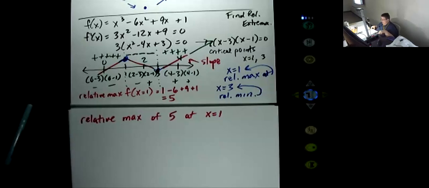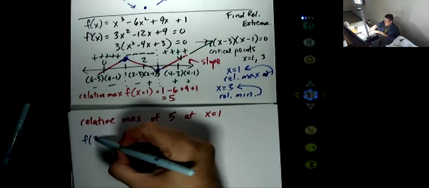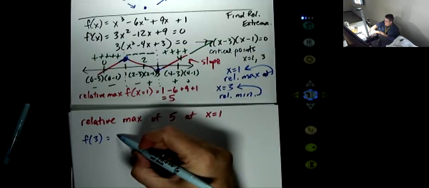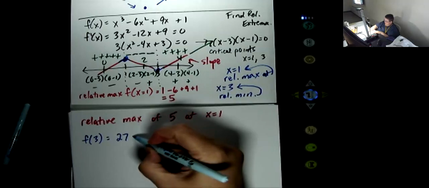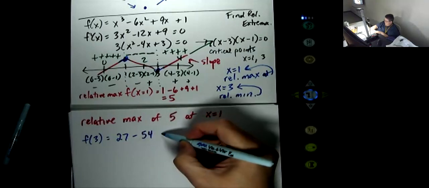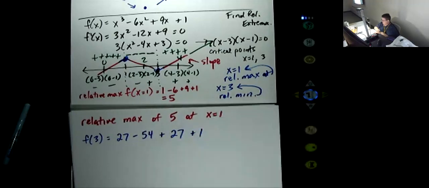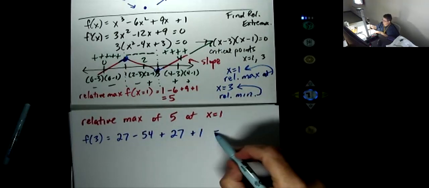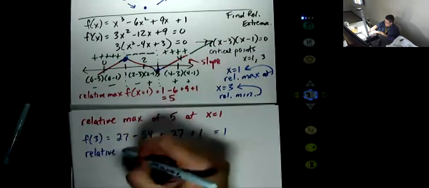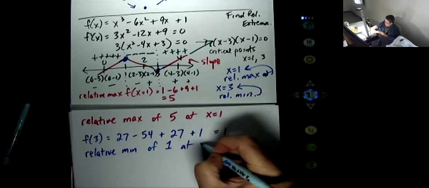And the relative min, if I plug in 3, I get 3 cubed is 27, minus 6 times 9 is 54, plus 9 times 3 is 27, plus 1. That just equals 1. So we have a relative min of 1 at x equals 3.